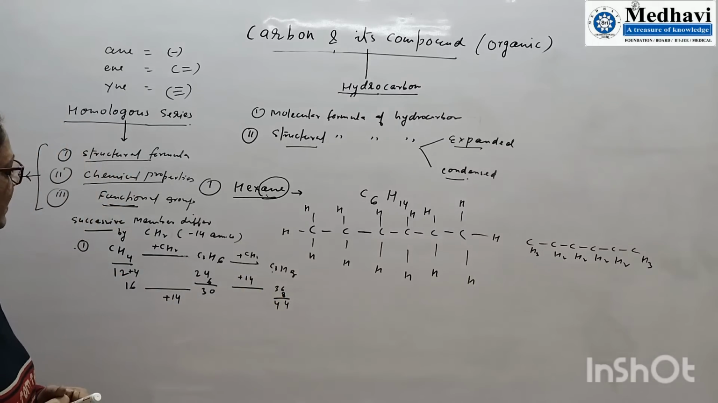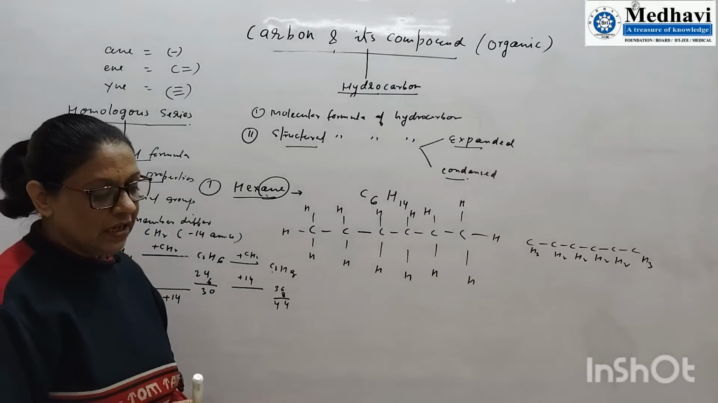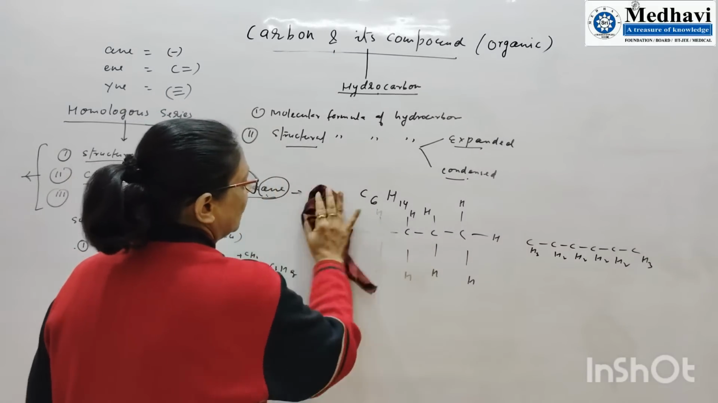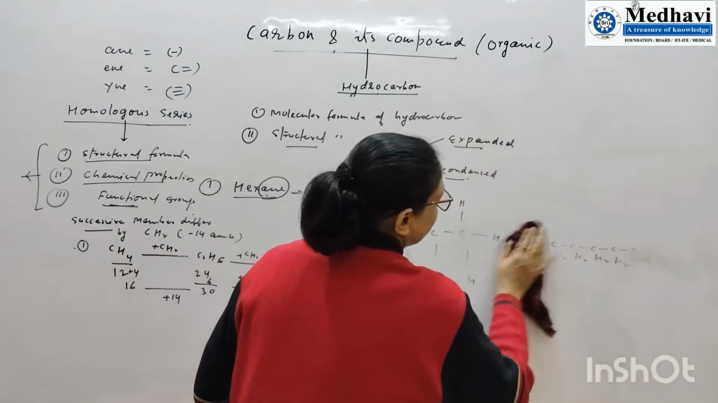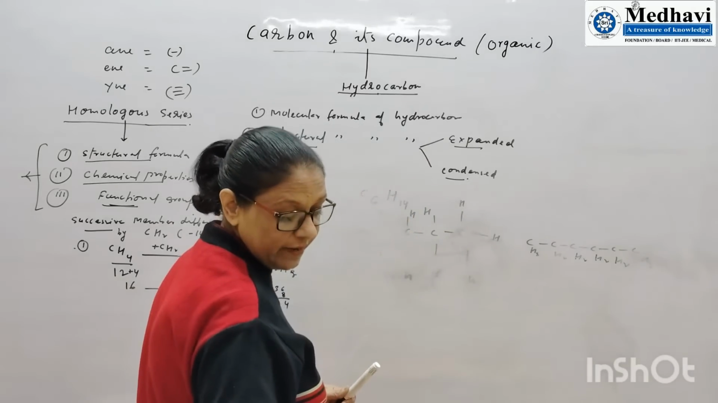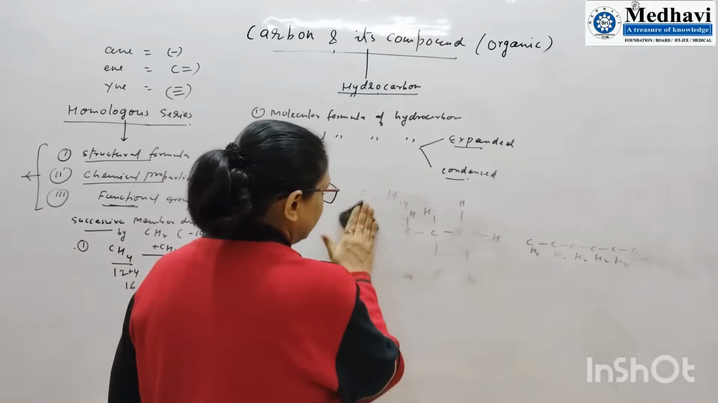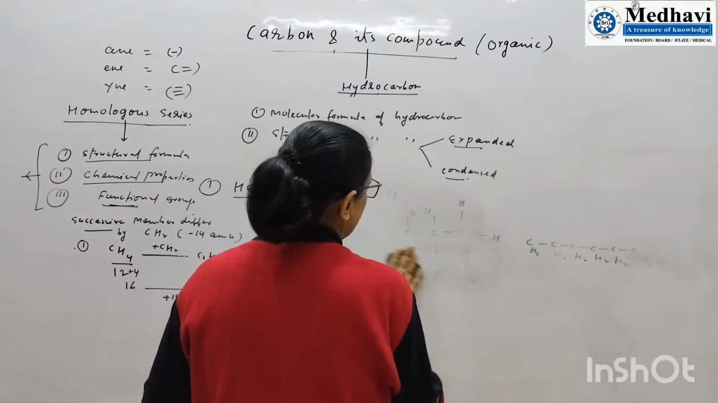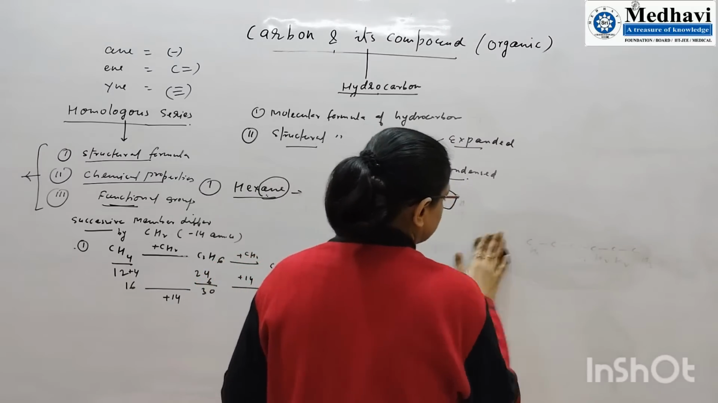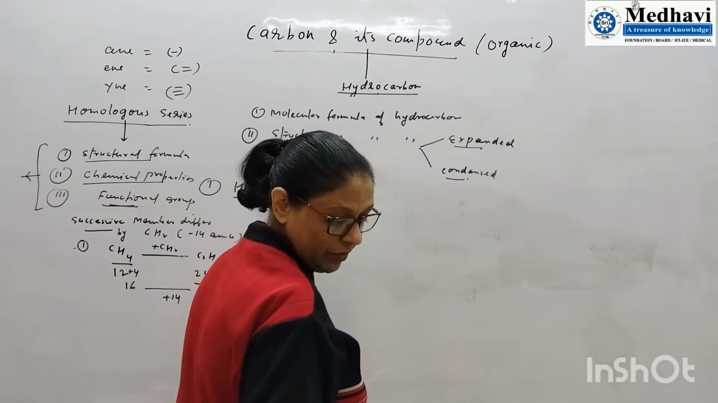So in this way we can say that a homologous series is a group of organic compounds having a common structural formula, common chemical reactivity, and successive members differing by a CH2 group. But in the exam, questions will be asked in different forms, and I will explain how the questions will come.